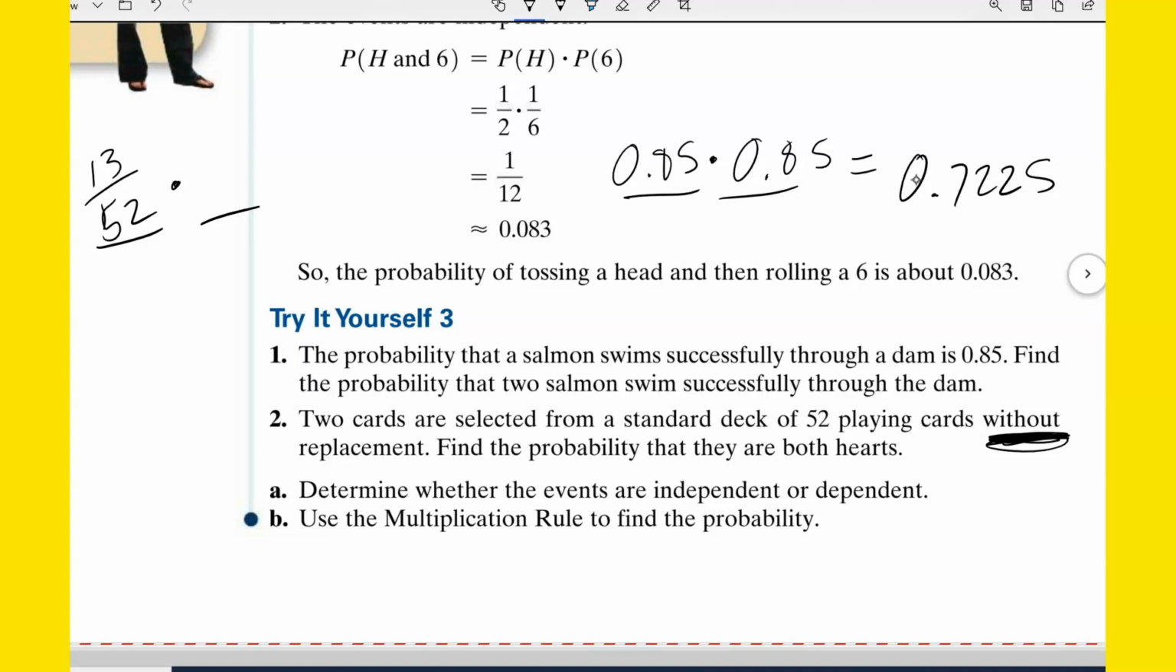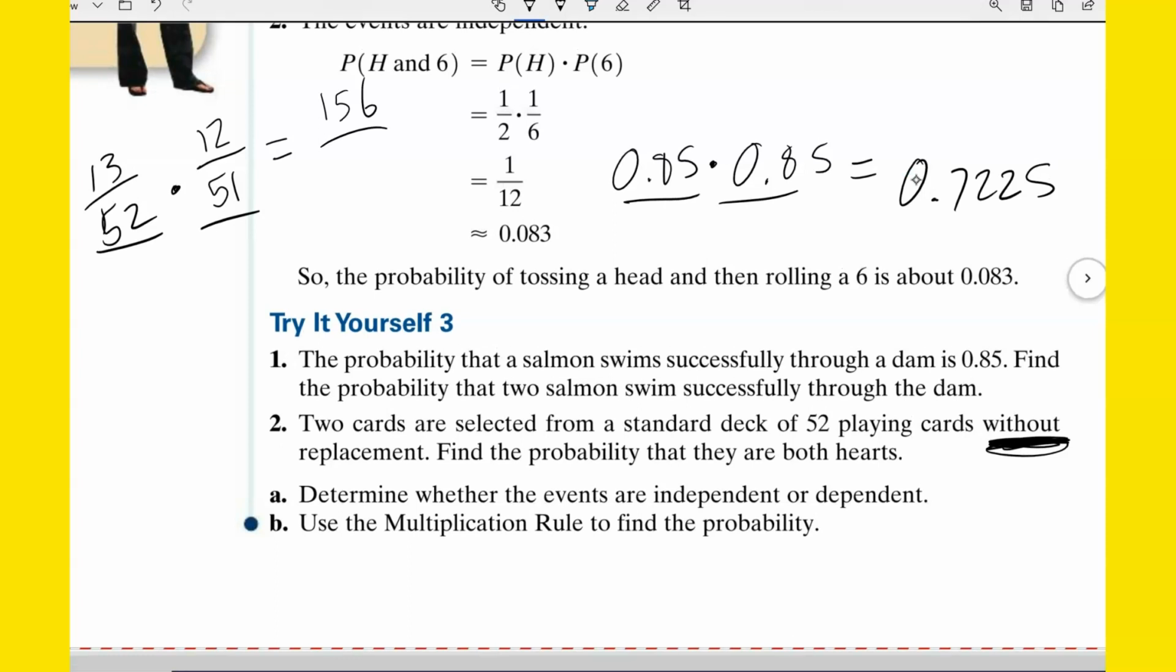But we didn't replace that first heart, so now what's the probability that we get a heart on the second draw, the second card? Well, there's only 12 left in the deck because we've already got one of them out of there. How many cards are left in the deck? Since we've already got a card out of the deck, it's only 51 cards. So the probability that we get a heart and then another heart is going to be 13 out of 52 times 12 out of 51, which would be, let's see, 13 times 12 is 156 divided by 52 times 51, 2652.